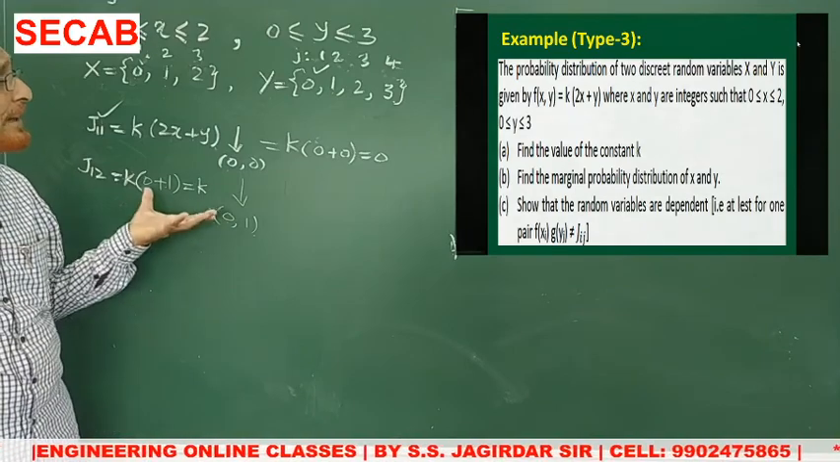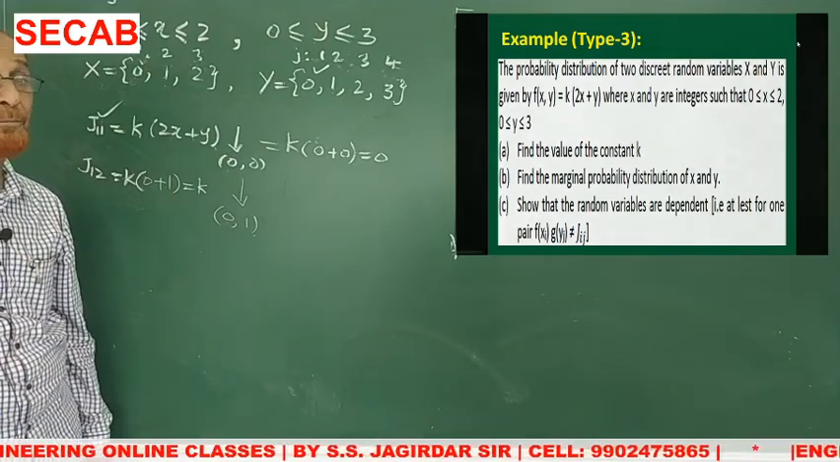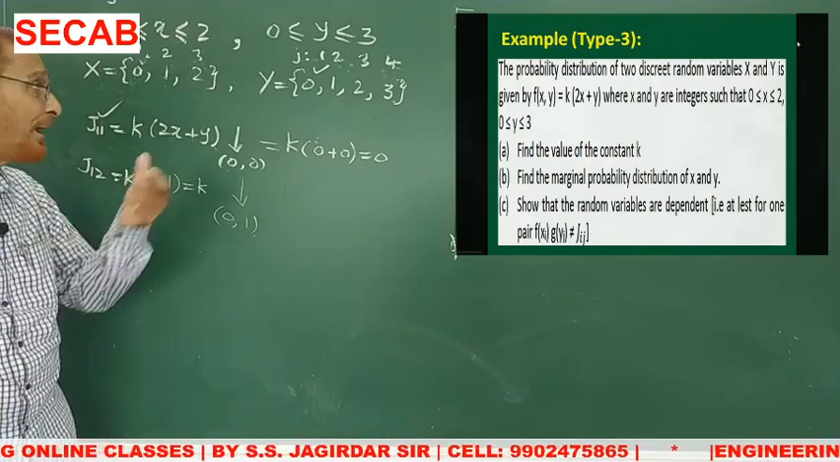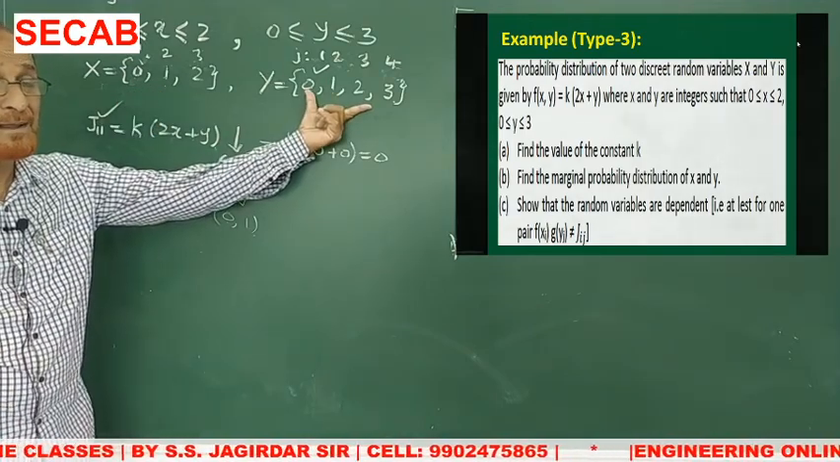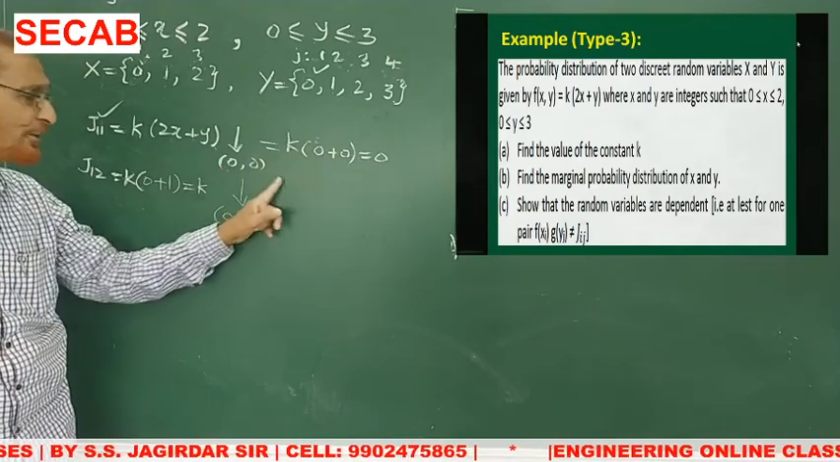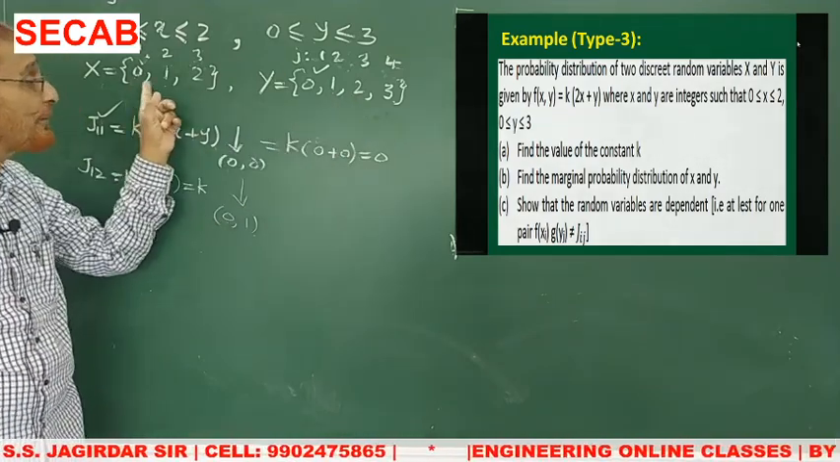And when you are calculating, how many pairs are you covering? 12 pairs. Why 12? Yes, please gentlemen, tell why 12? Because there are 3 values of x and 4 values of y. 3 into 4 is equal to 12 pairs you are getting. The first pair you have got 0, 0, the second pair 0, 1, the third pair will be 0, 2, and the fourth pair will be 0, 3.